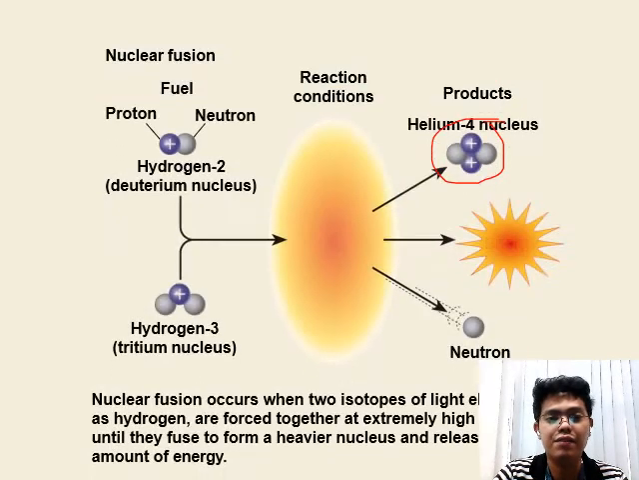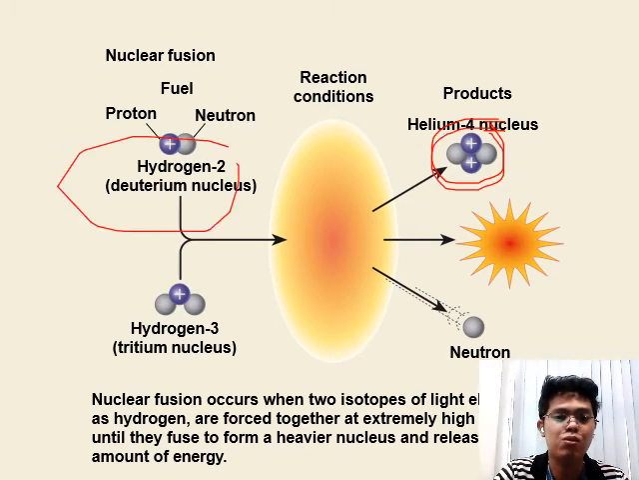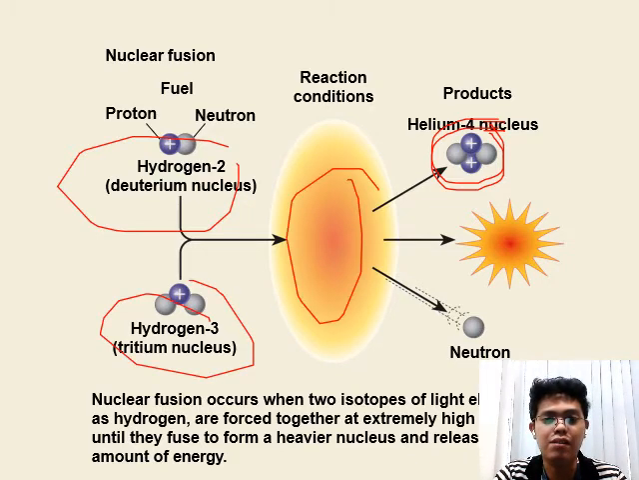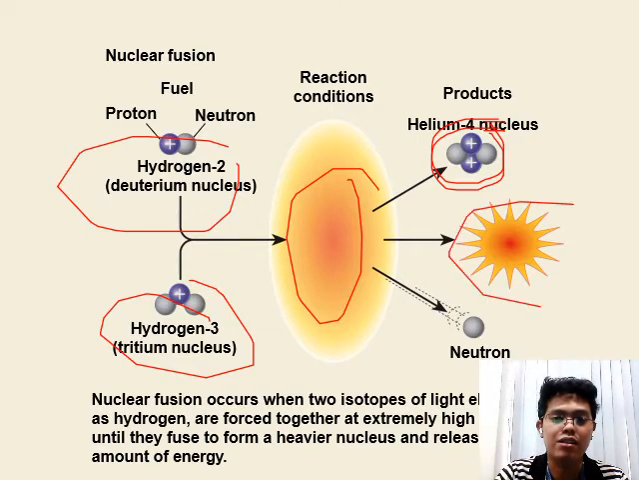Meanwhile, nuclear fusion happens when two lighter isotopes like hydrogen-2 and hydrogen-3 are forced together at an extremely high temperature so that they form a heavier nucleus and release a high amount of energy.